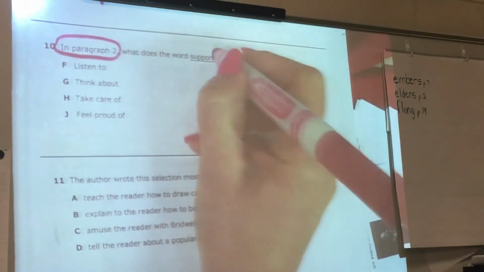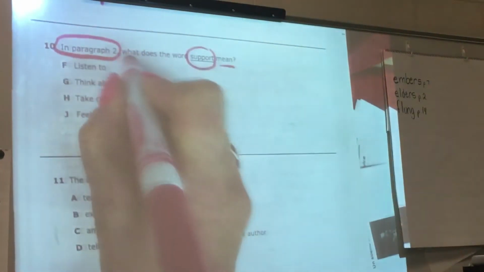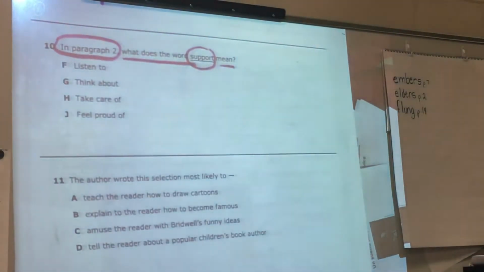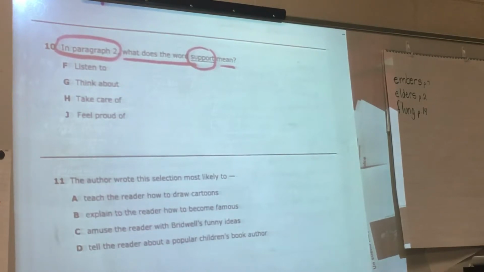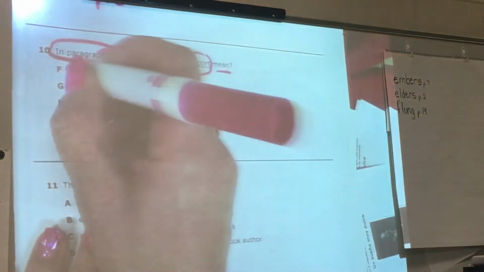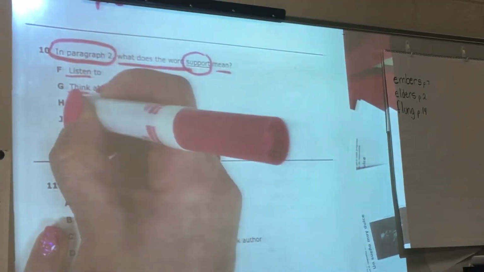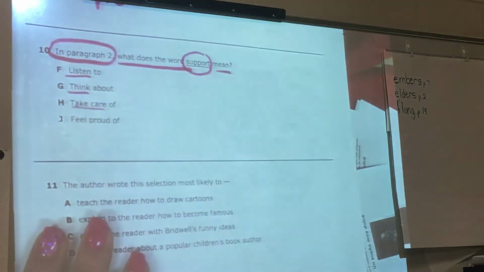What does the word support mean? Wait. I need to read all the answers first. That's what we're supposed to do before we even go do it. Does it mean to listen, think about, take care, feel proud of? So all of these, I'm just going to tell you that if I look at all of them, listen, think, take care, feel proud, all of them are verbs.